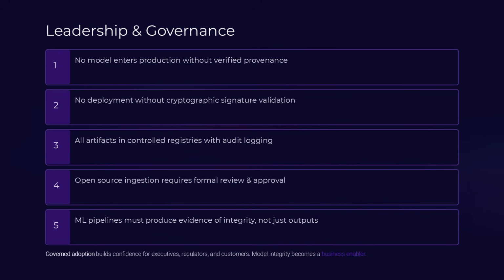Now that you understand the architecture controls, let us elevate this to leadership and governance. As a leader, you must establish policies such as no model enters production without verified provenance. No model is deployed without cryptographic signature validation. All model artifacts are stored in controlled registries with audit logging. Open source model ingestion requires formal review and approval. Machine learning delivery pipelines must produce evidence of integrity, not just outputs.